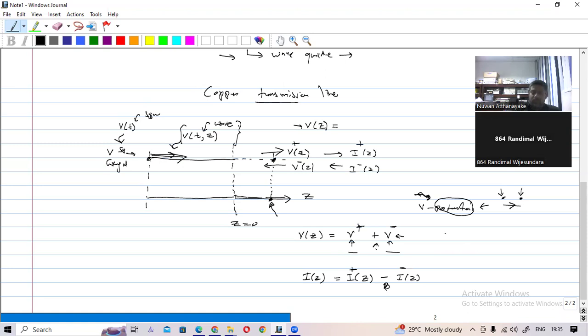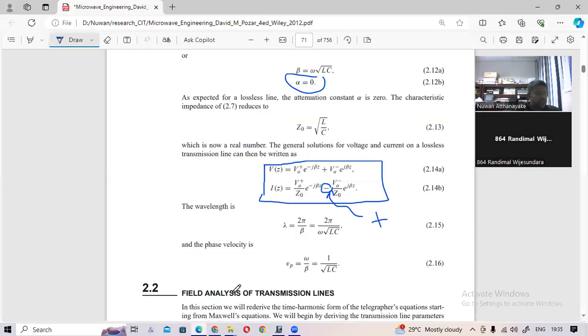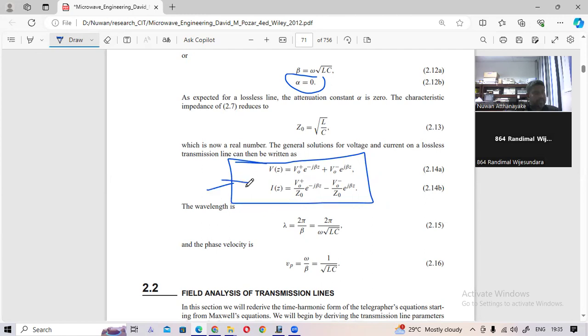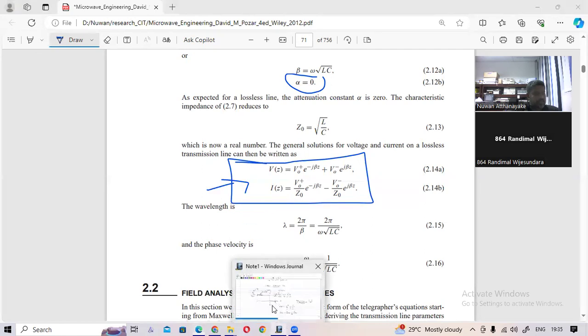So it should be minus, okay? Here in the book also it is minus, no? But last time I think I told it plus, as I can remember. But it should be minus, okay? So this equation is very important. I will remind you what this equation is again.